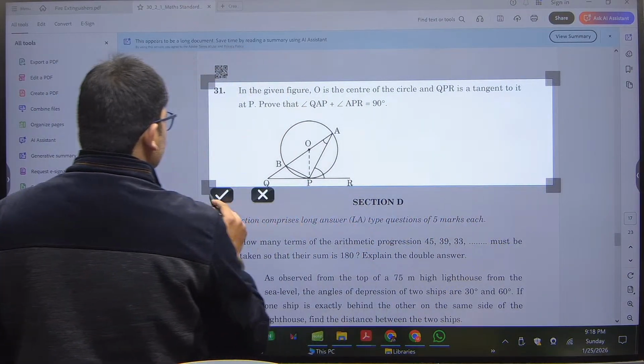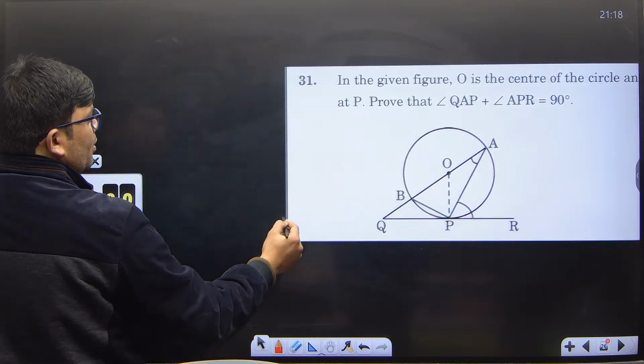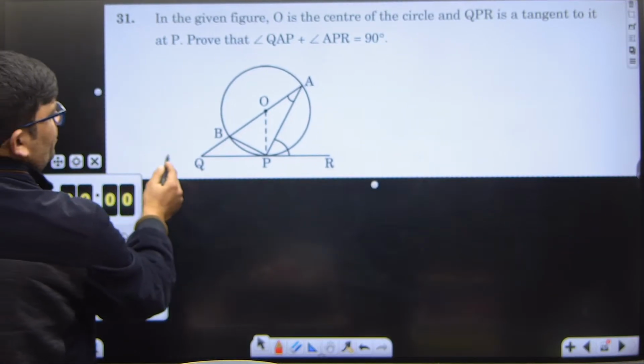Last question of this, 3 marks. In the given figure, O is the center of the circle and QPR is tangent to it.